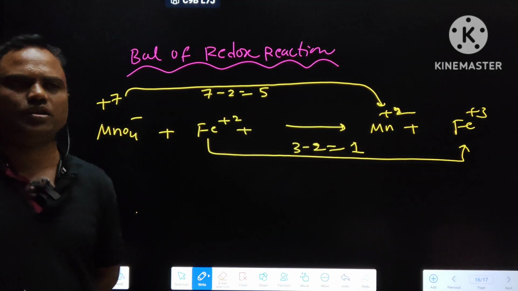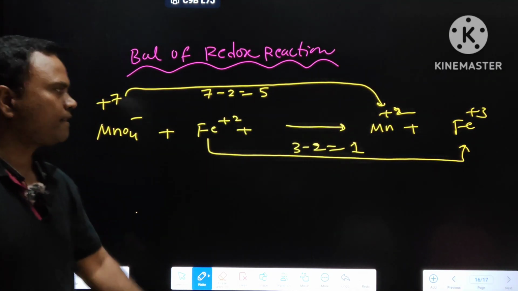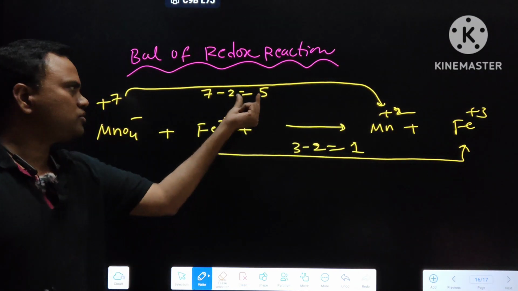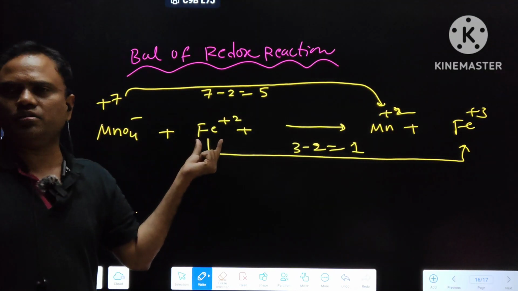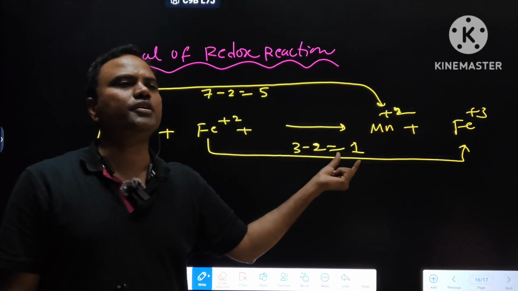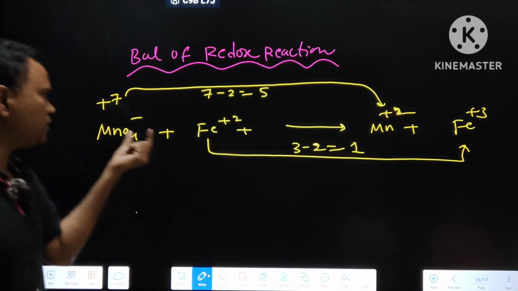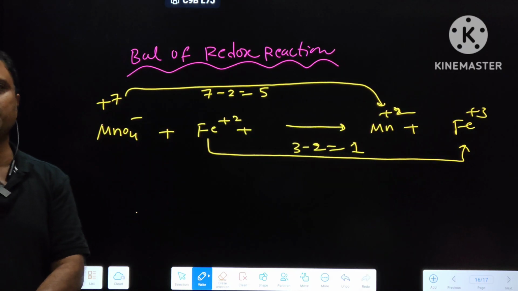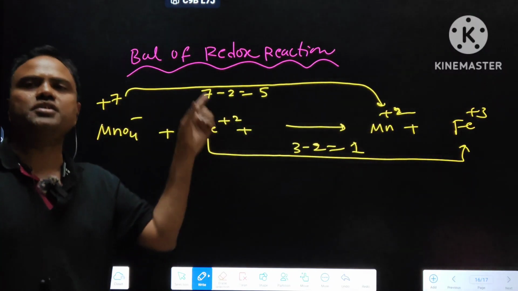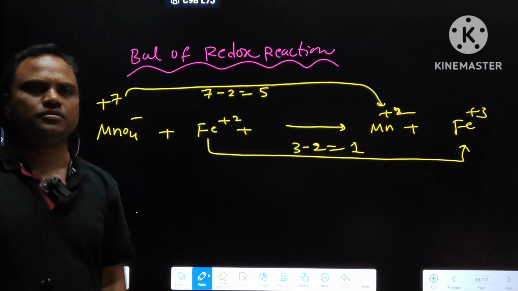Do cross multiplication with the changes. 5 is the change in the oxidation state of manganese. So take this and multiply with iron. 1 is the change in the oxidation state of iron. Multiply with the manganese. Cross multiplication. Take manganese change, multiply with iron. Take iron change and multiply with the manganese.